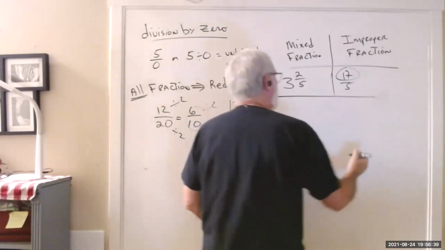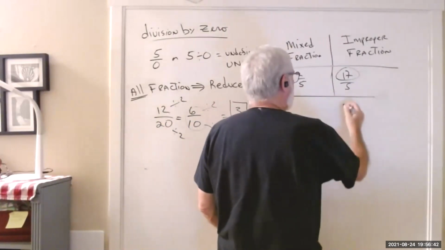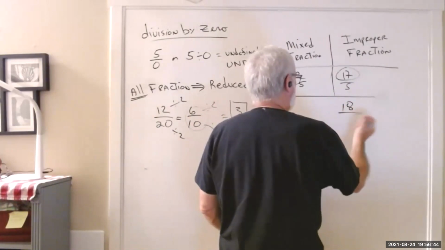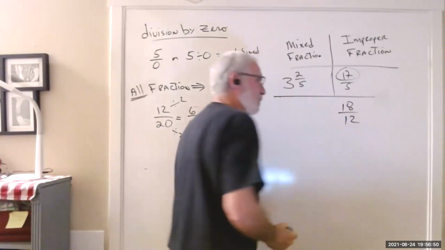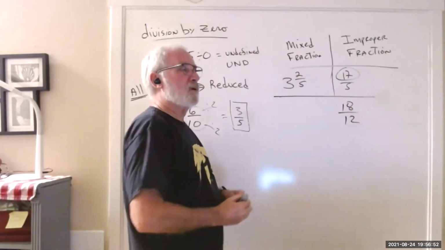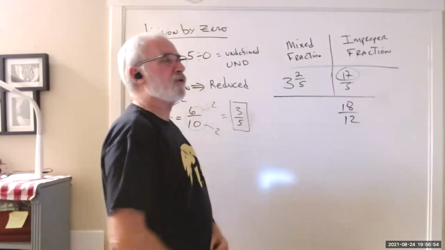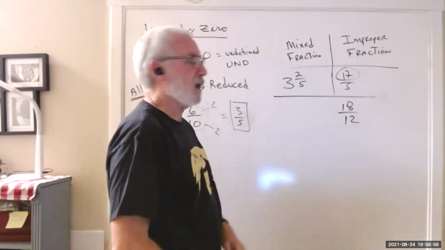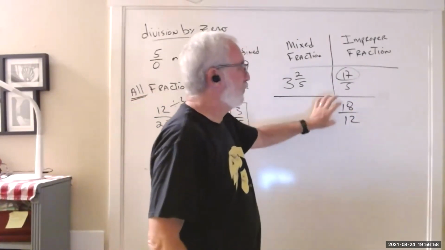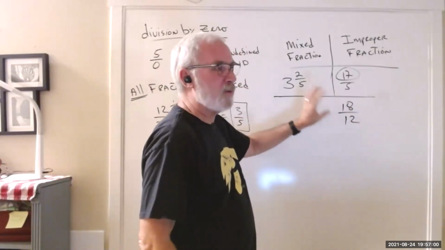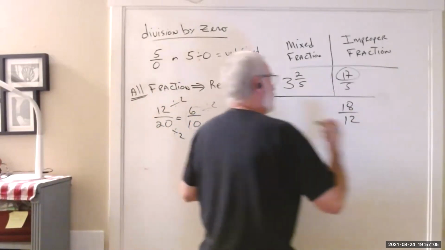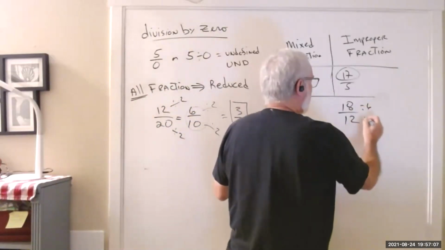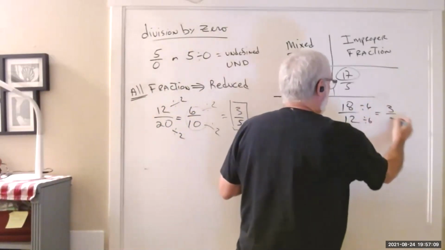Okay, so however you switch back and forth, but let me do it this way. What if you had 18 12ths? Okay. Couple things are wrong with that. Okay. 18 12ths still has to always be reduced. It still has to be reduced. So we can divide top and bottom by 6 and get 3/2.